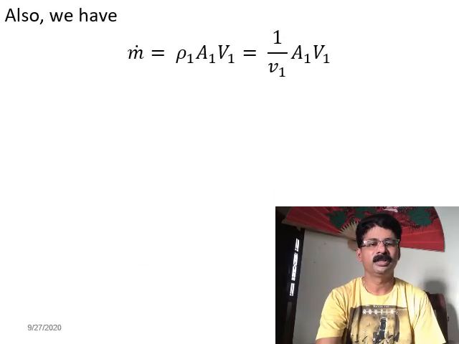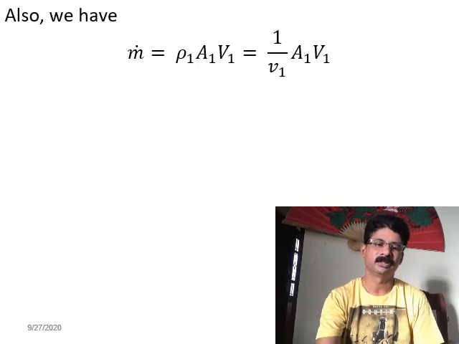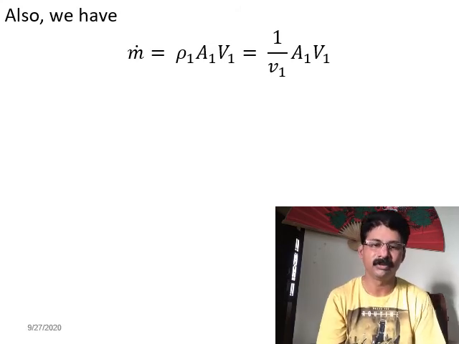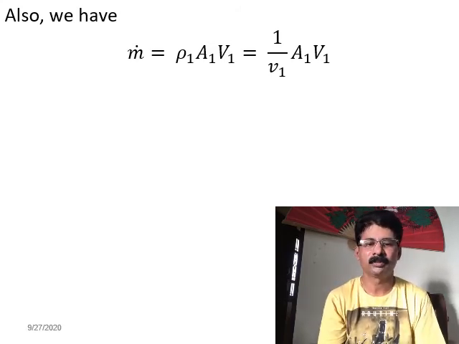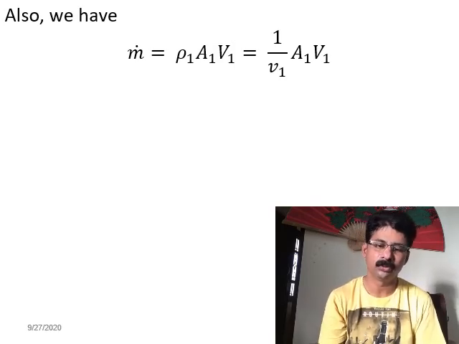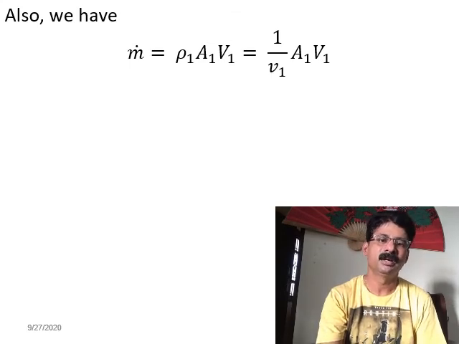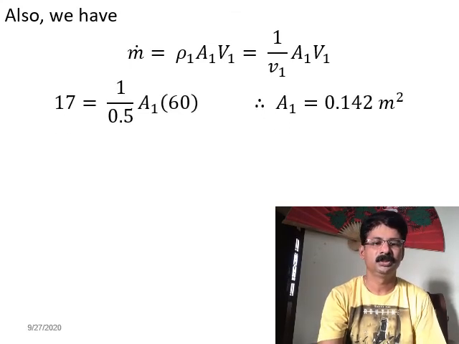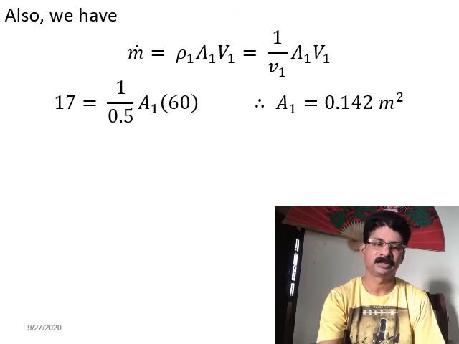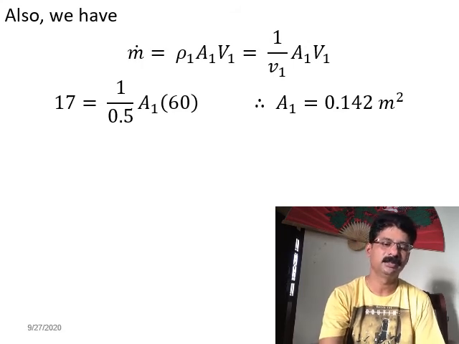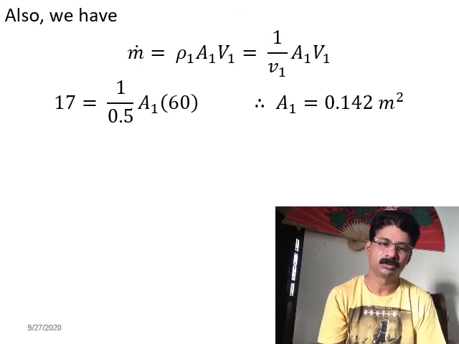Also you have to find the area at the inlet. For that you use the continuity equation. M dot is equal to rho 1 A1 V1, or in place of rho 1 you can write 1 by specific volume v1, so 1 by v1 times A1 V1. You can even equate it to 1 by v2 into A2 V2 for the outlet, since the same continuity equation applies. Substitute, because the mass flow rate is given, in kg per second, and you will get the inlet area as 0.142 meter square. Similarly, if some data is given, you can find the area at the outlet also.